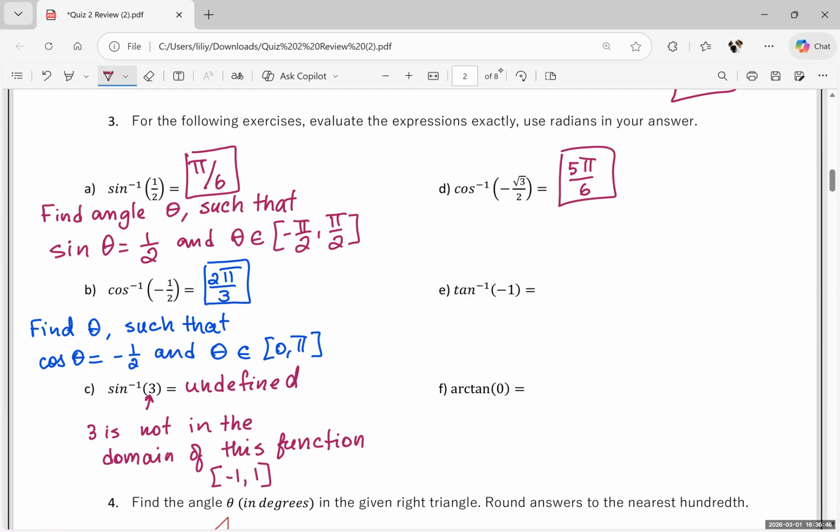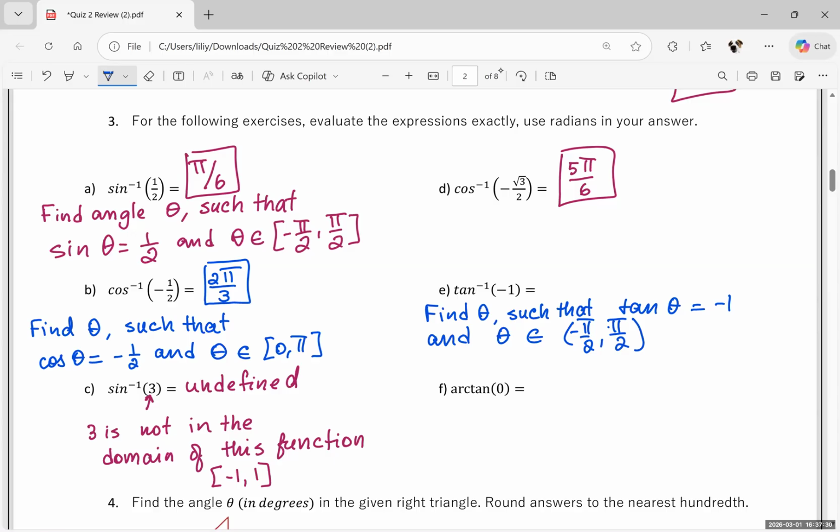A little more logic for tangent, for inverse tangent. So inverse tangent of -1. So this time you're looking for theta such that tangent theta is -1. And theta is in the interval from 0. Ooh, nope, that's not right. From -π/2 to π/2. Okay, notice the parentheses instead of a bracket. The endpoints are not included here.